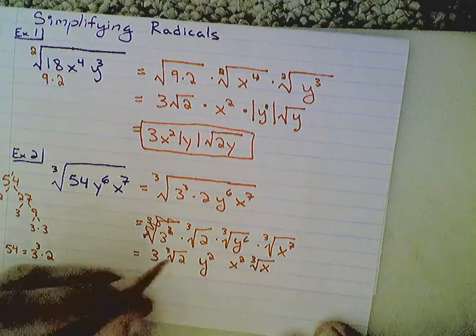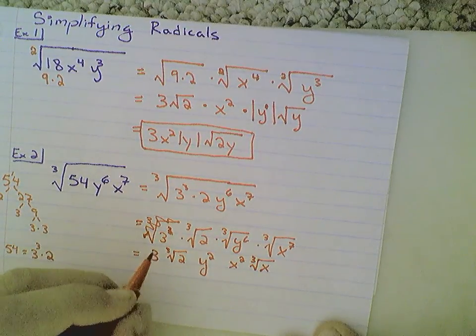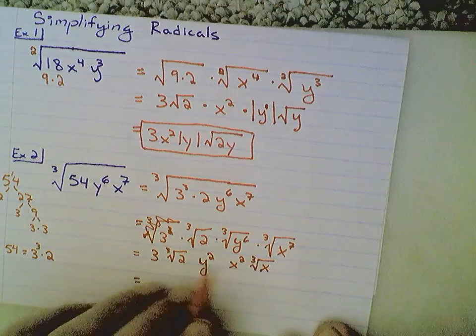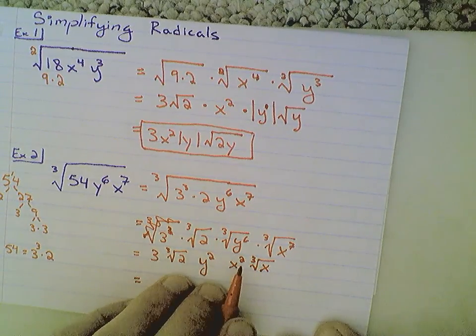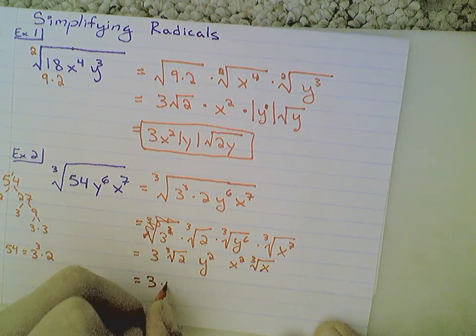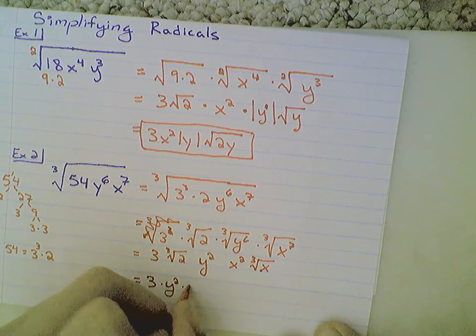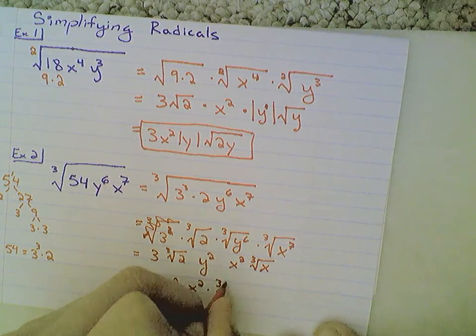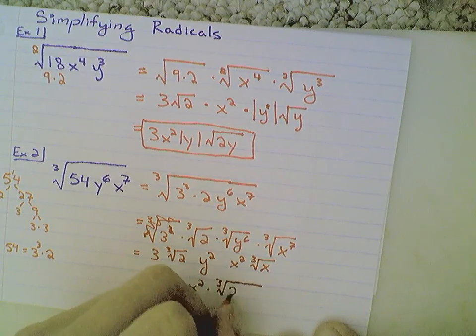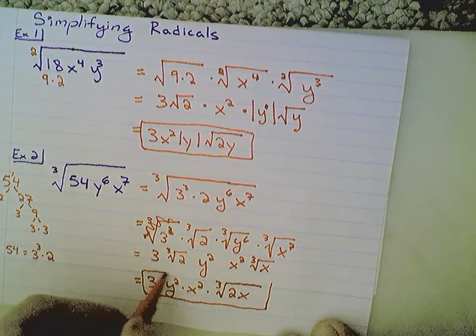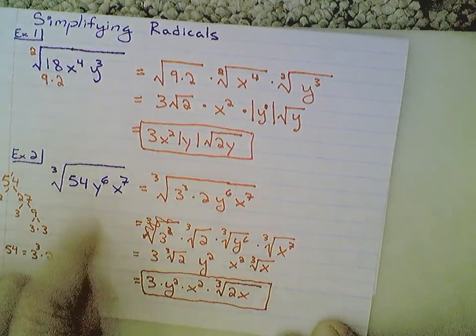And then lastly, we just have one last step here. We just need to combine the things under the radicals together and then put the things on the outsides next to one another. So for instance, this should say 3 times y squared times x squared times the cube root of 2x. This would be the simplified form of this example.